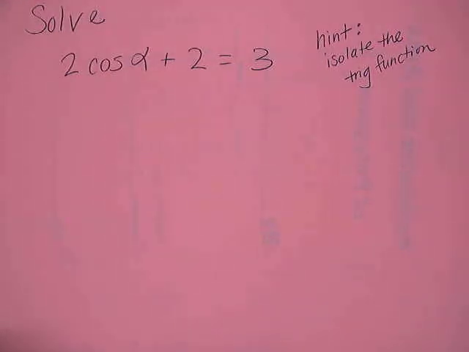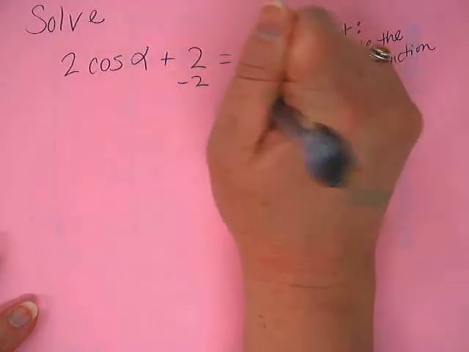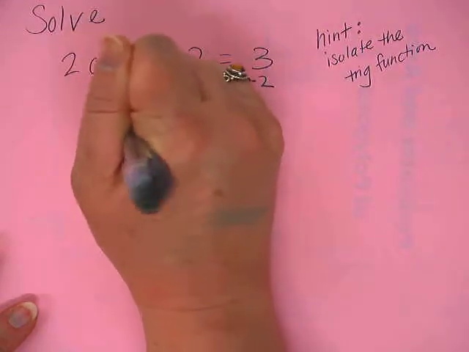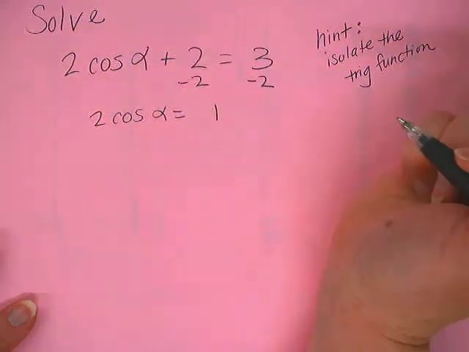Did I write this the way I wanted to? Yeah, I did. Okay, so we're going to subtract the 2 from both sides. So we get 2 cosine theta equals 1.